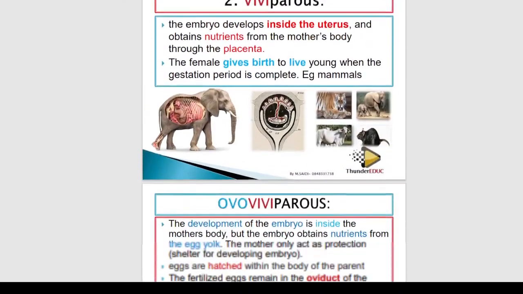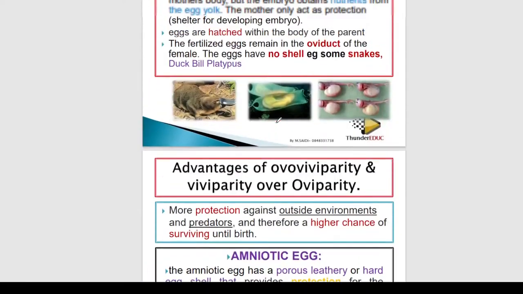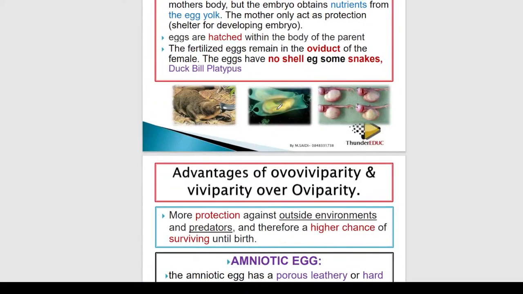And then this is viviparous. The nutrients are obtained through the placenta. You see, the nutrients are being obtained through this placenta. And then here, it is obtained through the egg yolk that is inside. You understand? Okay.